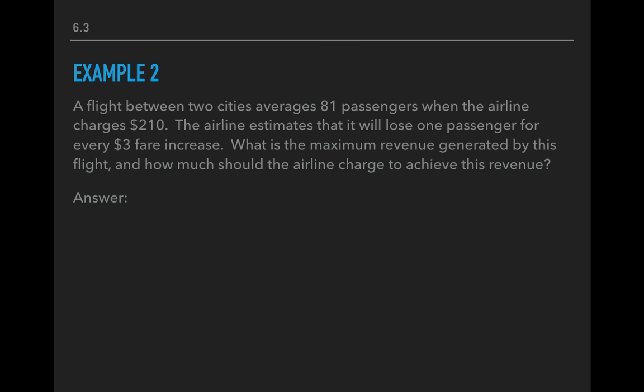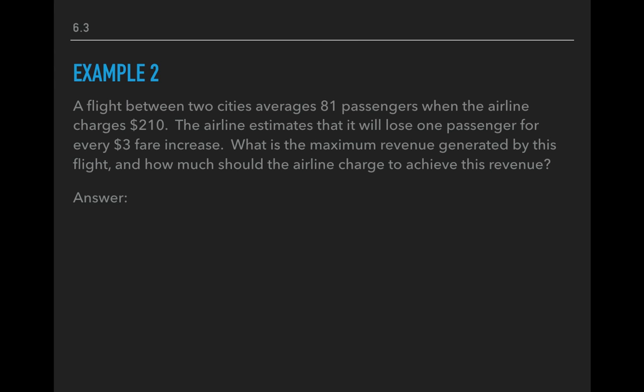All right, now we're working with a cost analysis type problem. A flight between two cities averages 81 passengers when the airline charges $210. This airline estimates that it will lose one passenger for every $3 fare increase. What is the maximum revenue generated by this flight, and how much should the airline charge to achieve this revenue?